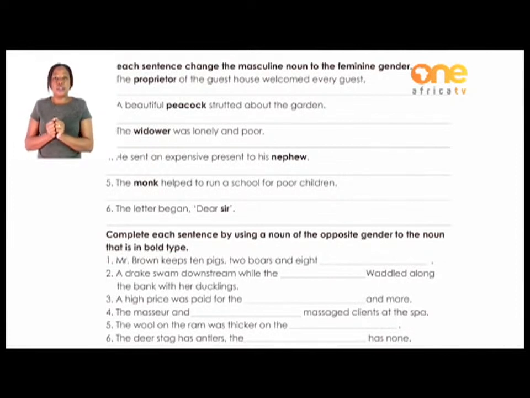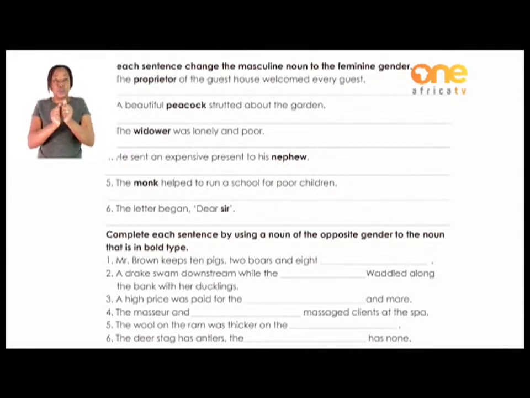So you change this sentence, rewrite it, but change the proprietor to the feminine gender, to a woman gender. So we will say the proprietress of the guest house welcomed every guest. That is what you are going to write in the next sentence. Everything stays the same, only change the bold word. Are we together? So you do the second one as well.